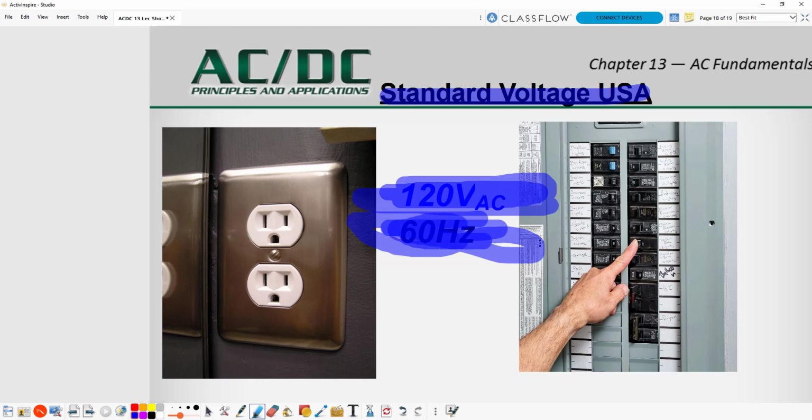Why 60 hertz? Well, guess what? Anything you want to know more about in this lecture, you can YouTube your question and you'll find hundreds of videos to discuss what you're looking for.